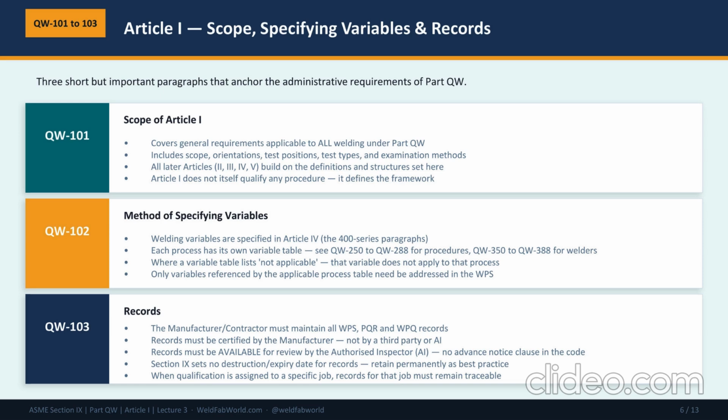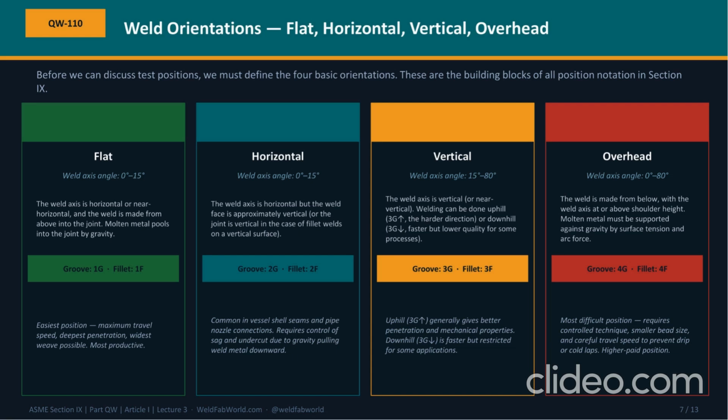Third, Section 9 sets no destruction or expiry date for records. The practical and best practice position is, retain permanently. QW 110 introduces the 4 fundamental weld orientations. These are the building blocks on which all position notation in Section 9 rests. You cannot read the test position tables, which we cover in depth in Lecture 4, without understanding these 4 orientations.